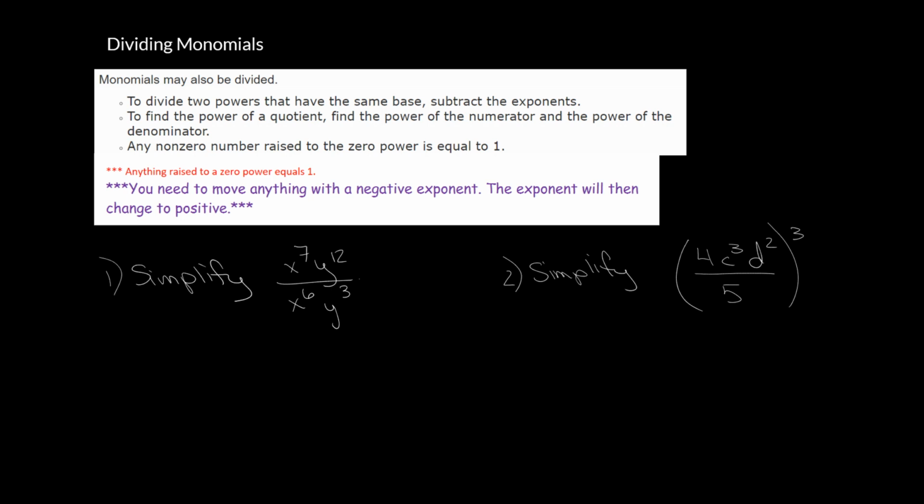In this section, I'll be talking to you about dividing monomials. Monomials can be divided. To divide two powers that have the same base, you're going to subtract. So when you're multiplying, we added the exponents. When you're dividing, you're going to subtract the exponents.